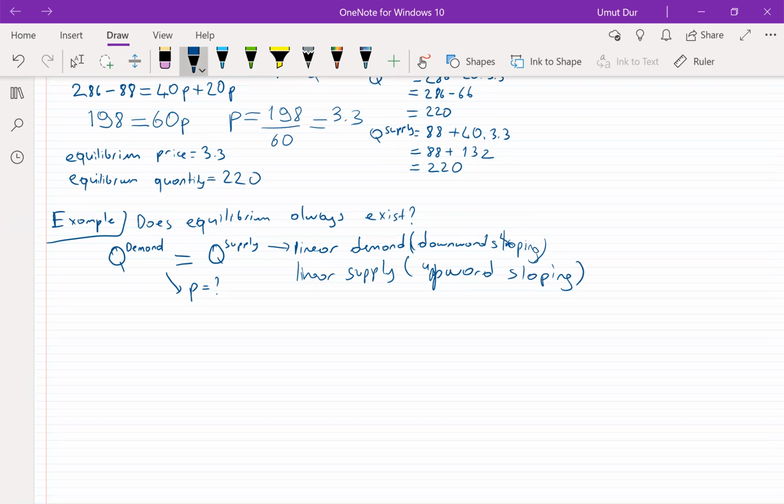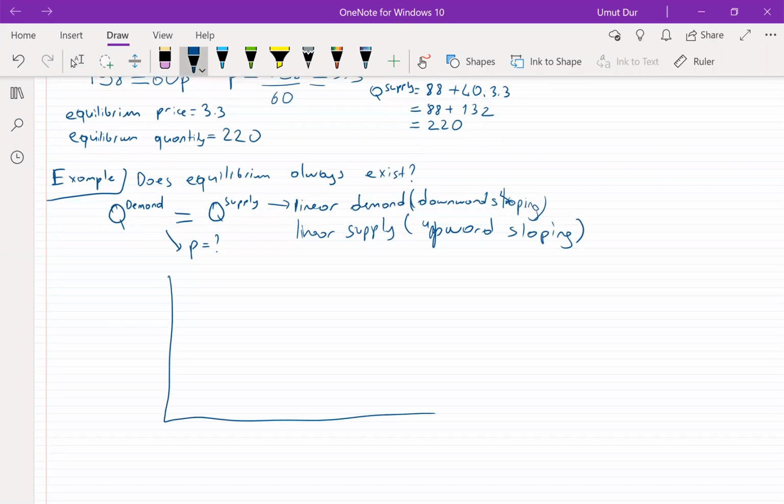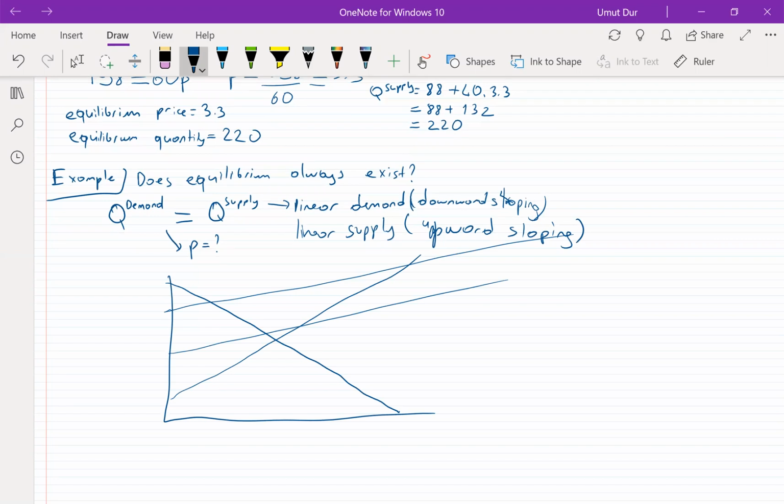So what do I mean here? Suppose that this is the demand function. And if the supply function starts from here, it is intersecting. If it is here, it is intersecting. If it is here, it is intersecting. So those linear functions will always intersect. There is no way that you may not have the equilibrium price.